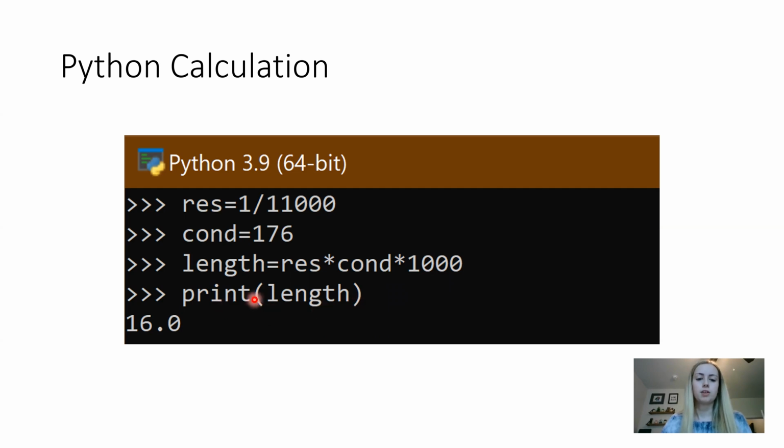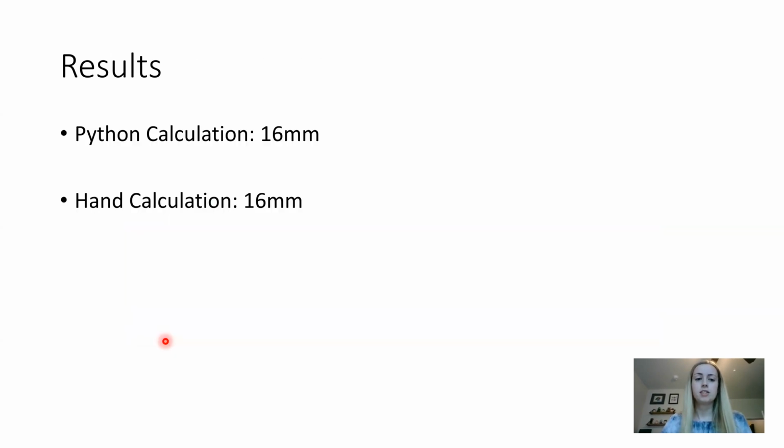Then we're going to print our variable length, and we're going to see that 16 millimeters is the length that Python tells us is the thickness of that plane wall. So overall, we can see that our Python calculation and our hand calculation both resulted in a 16 millimeter thick aluminum wall that would give us an equivalent thermal resistance.